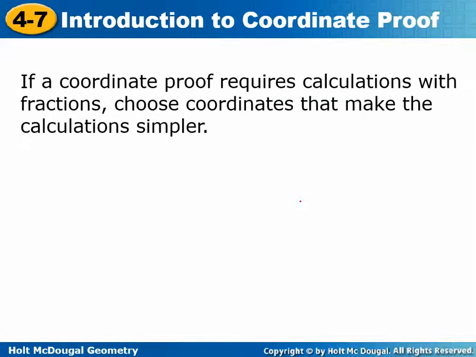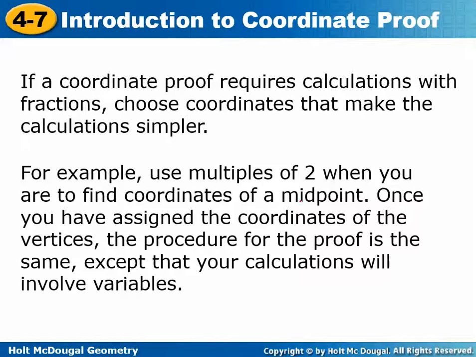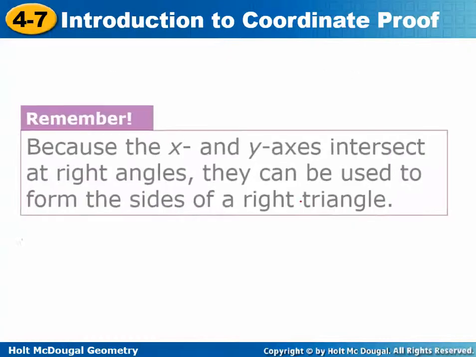Okay, so if you're actually doing a coordinate proof, it makes sense to choose coordinates that make the calculation simpler. So if you're going to find the midpoint, use multiples of 2, so that when you divide by 2, it'll be simpler. So make it be as simple as possible when you're going to use variables.